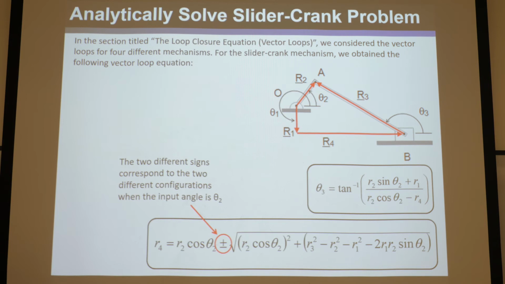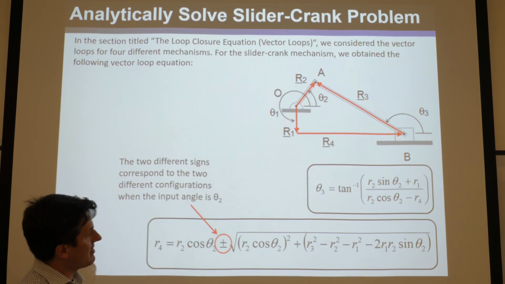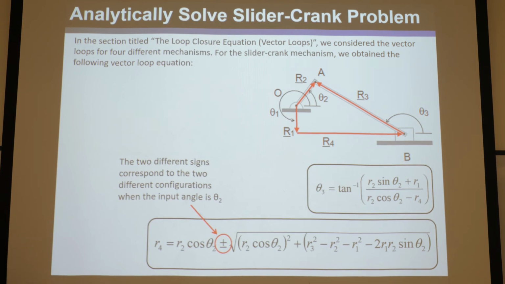So for instance, you'd always want to use the plus for both of these if you're doing that for this configuration. And the other configuration, you'd always want to use negative, okay? But that's kind of obvious for the analytical solution here.